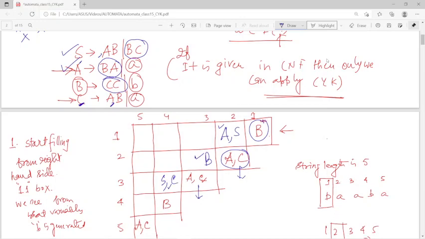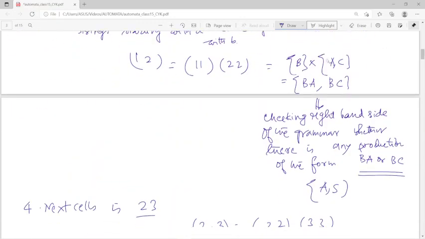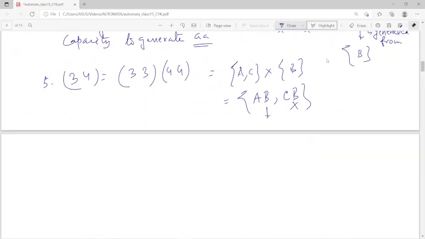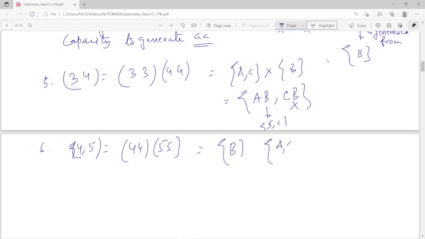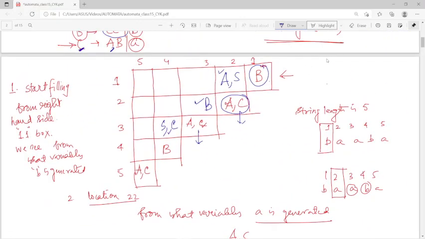And this one is the last thing, that means 5 5. So in that particular case I can generate S and C, and this one is the 4 5. 4 5 means 4 4 and 5 5, and 4 4 is nothing but B, and this 5 5 is AC. This is a Cartesian product, that means BA and BC, and from there we will get A, S. So if you check that, that should be A, S. So we have got this is A, S.